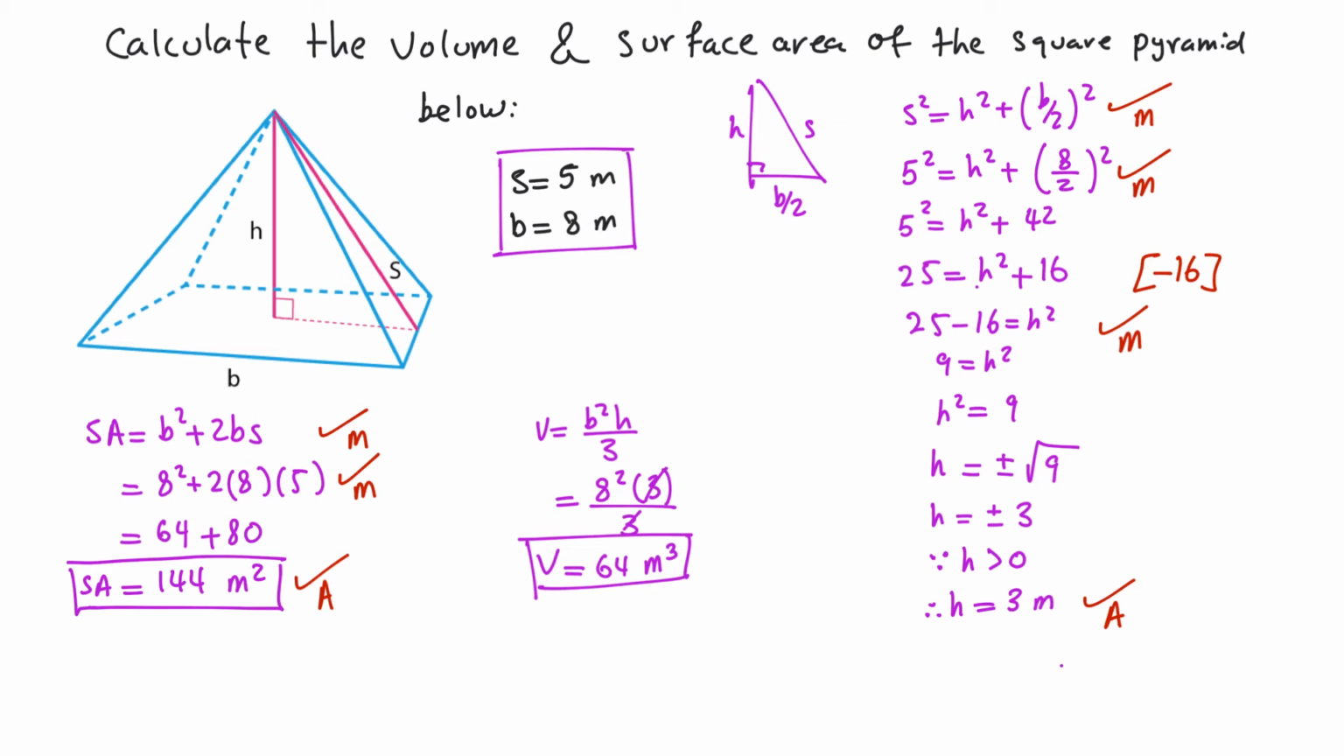But since in our real life situation here, length cannot have a negative value, we have to write that h is larger than 0 and that h, or the height, is only positive 3 meters.